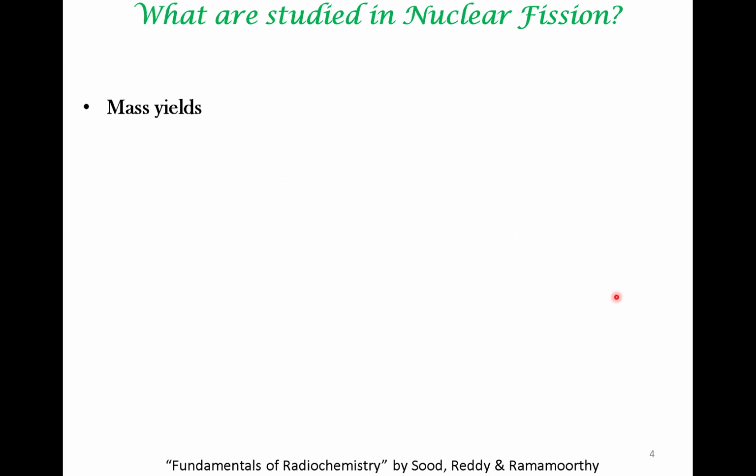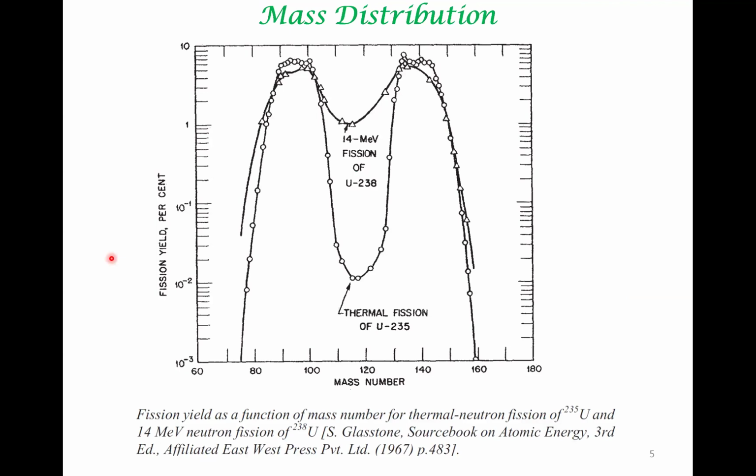So typically, when we study nuclear fission, we want to understand what are the different products that are formed, what is the yield of each product, what are the emissions, which are typically neutron or gamma emissions, and what is the cross section involved in the nuclear fission reaction. So here is a distinct feature. On the y-axis, we have the fission yield. On the x-axis, we have the different mass numbers that are generated via fission.